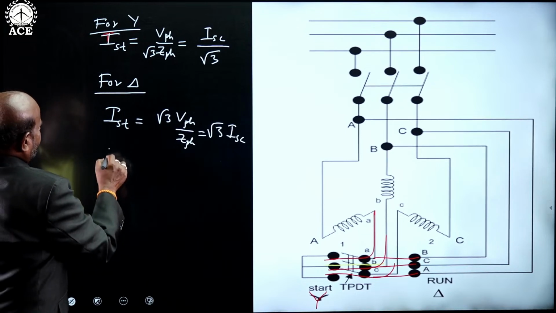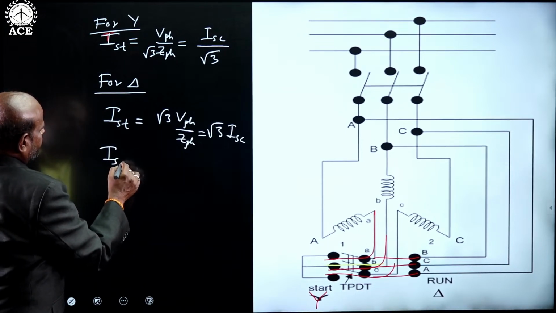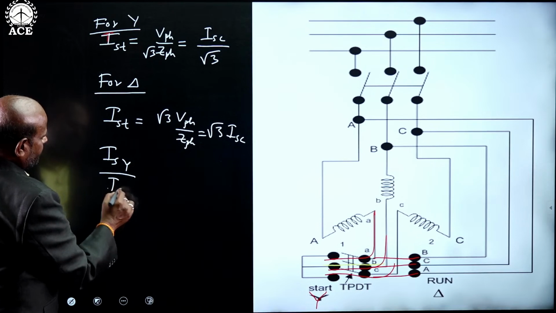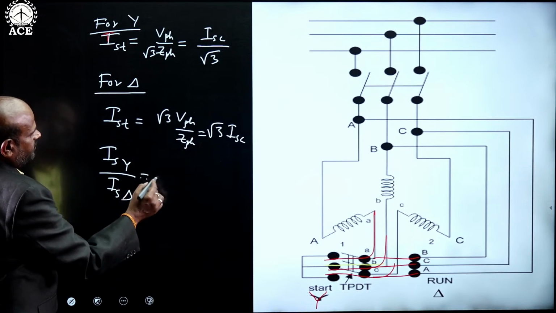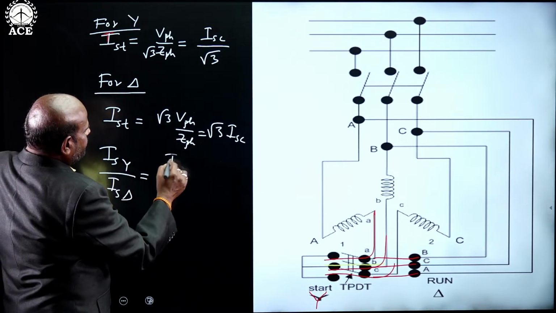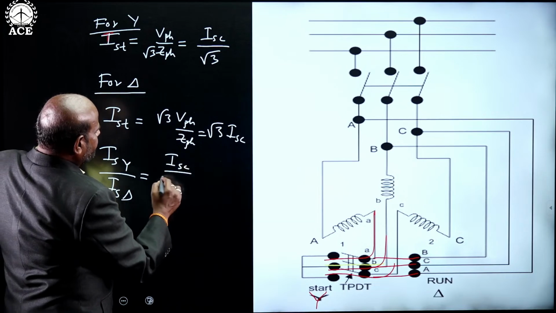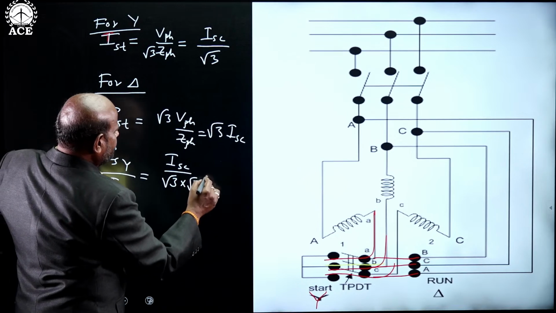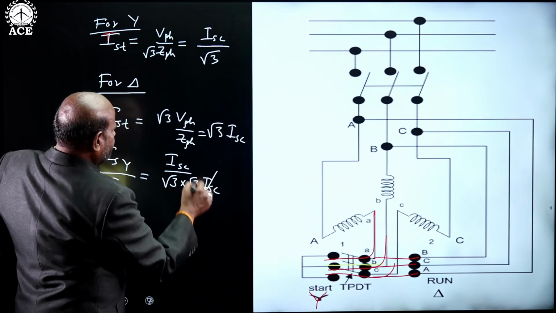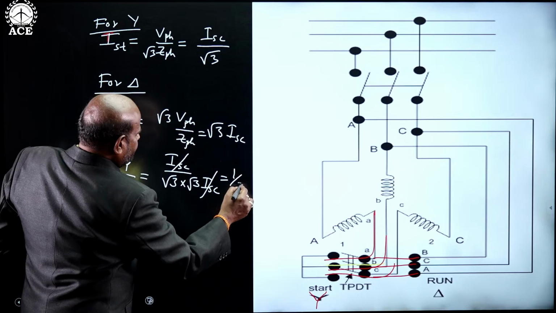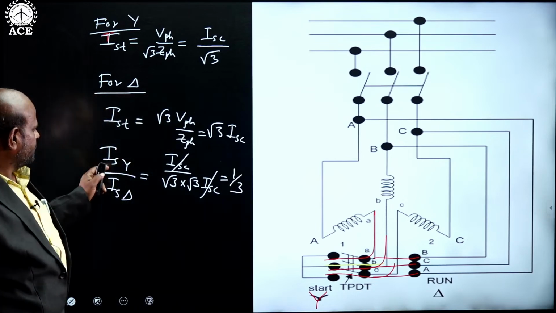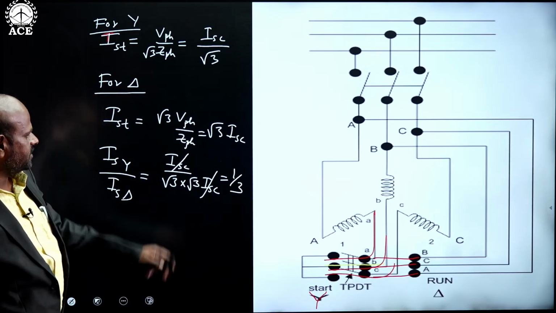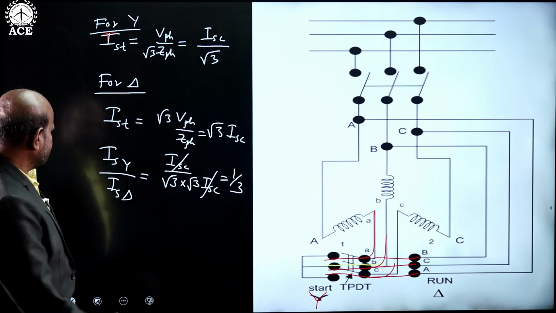So if you take the ratio of starting current in star to starting current in delta, it will be equal to ISC by root 3 into root 3 into ISC. So the ratio of starting currents in star and delta is given by 1 by root 3.